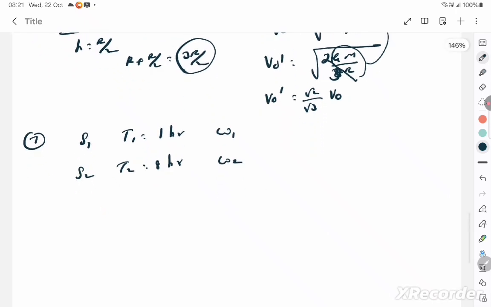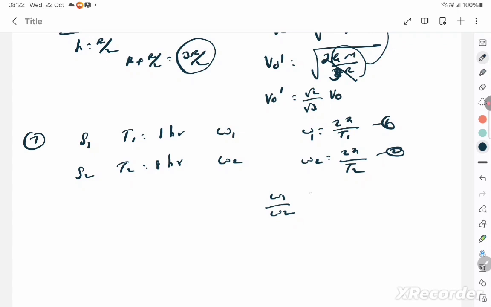is the question. And you know that angular velocity is angular displacement by time. So it's 2 pi by T1 for omega 1, and omega 2 is 2 pi by T2. Therefore, if you want to find the ratio, omega 1 by omega 2 can be divided. The 2 pi gets cancelled, it becomes T2 by T1. So basically it becomes 8:1. Okay, so that's this question.